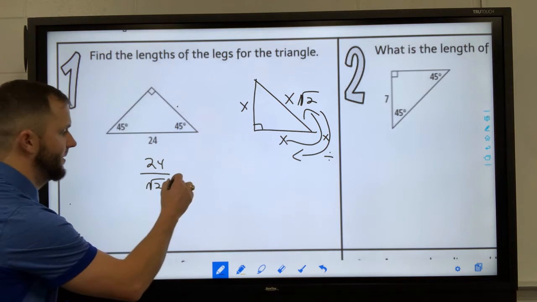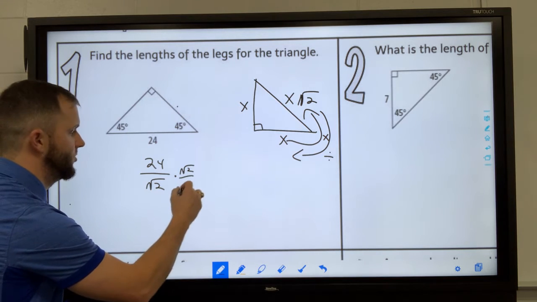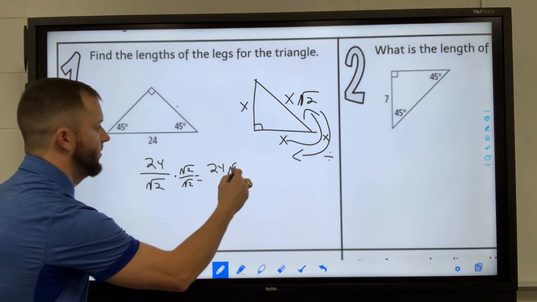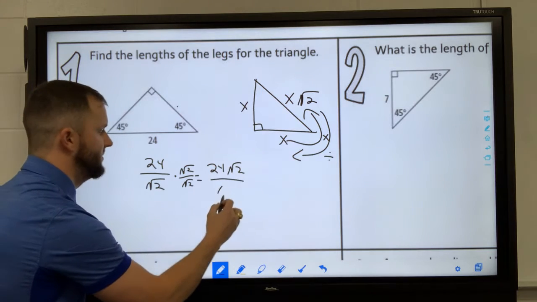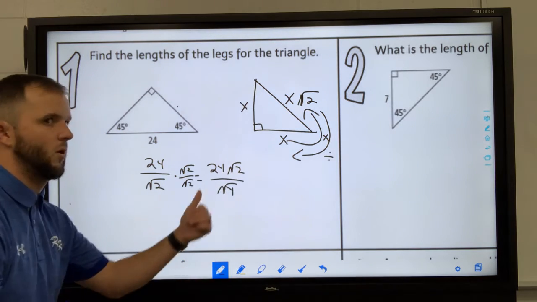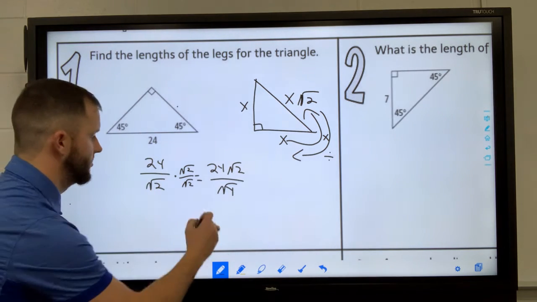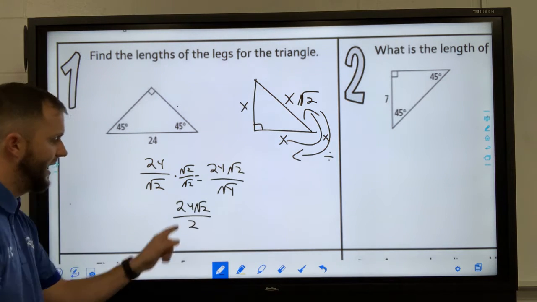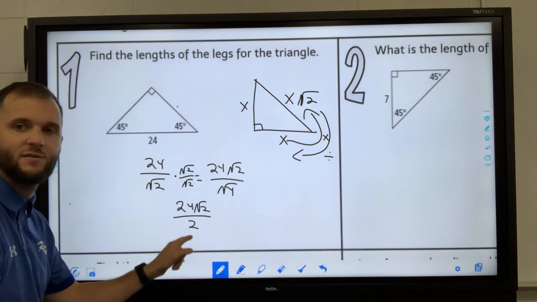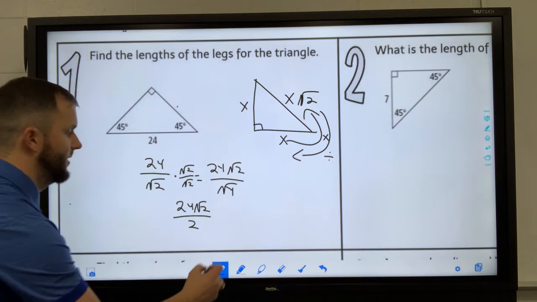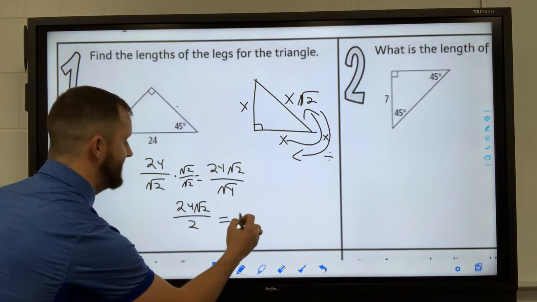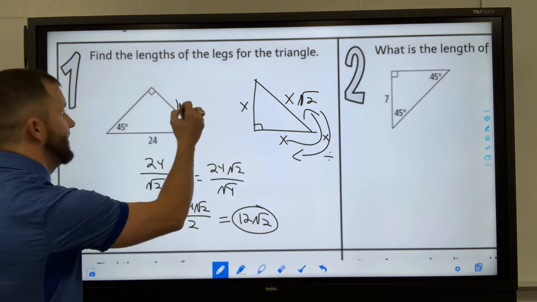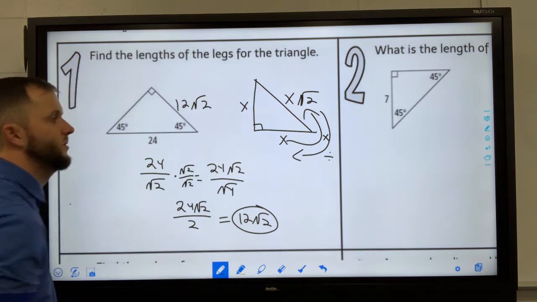So I'm going to multiply by square root of 2 over square root of 2, which then turns into 24 square root of 2, and then 2 times 2 gives me the square root of 4. Well, the square root of 4 is 2, right? So I'm left with 24 square root of 2 divided by 2. And lastly, 24 divided by 2 is 12. So this finalizes into 12 square root of 2. So one leg measurement here is 12 square root 2.